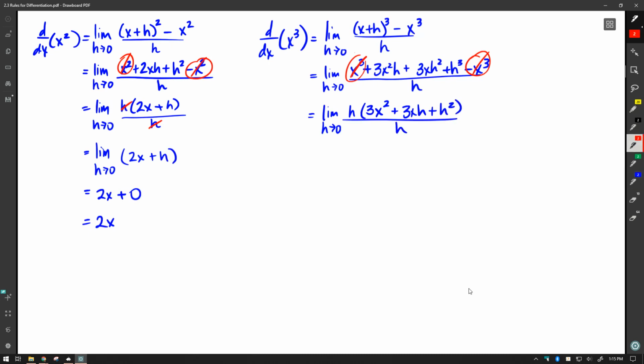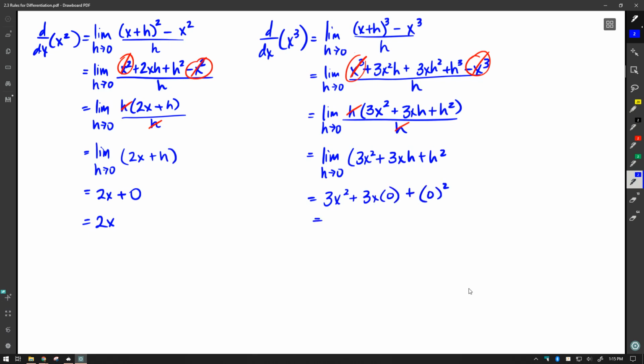And just like in the previous question, the h's will cancel, and we are left with the limit as h approaches 0 of 3x squared plus 3xh plus h squared. And as h becomes 0, this is 3x squared plus 3x times 0 plus 0 squared, for a final answer of 3x squared.